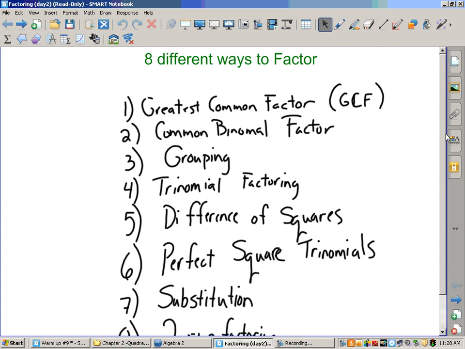And there are 8 different ways that we can go about factoring. And this number one thing, if you're going to write any note down, the number one thing you got to write down is, when I get stuck, look for a GCF. The greatest common factor is the most powerful thing in factoring.